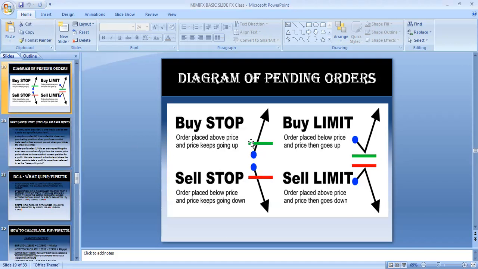Buy stop is when you place an order above the current price to buy. Buy limit is when you place an order below the current price to buy. Then sell stop is when you place your order below the current price to sell, and sell limit is when you place your order above the current price to sell.